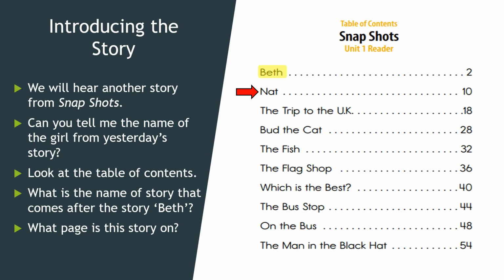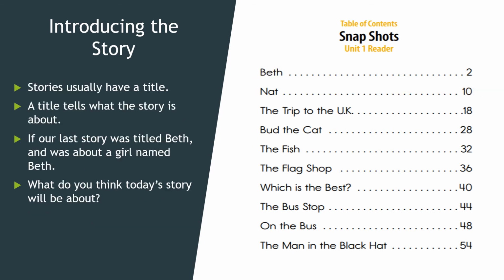What page is this story on? To find the page number, you will follow that dotted line all the way over to the number, and we see that Nat is on page 10. So stories usually have a title. A title tells what the story is about. If our last story was titled Beth, and it was about a girl named Beth, what do you think today's story will be about?